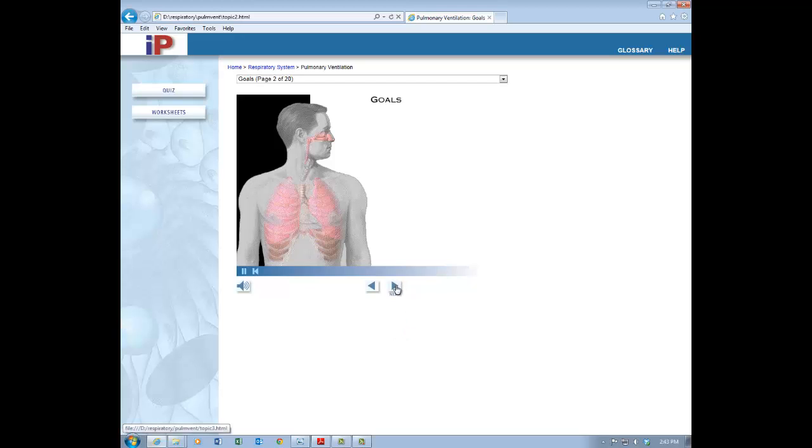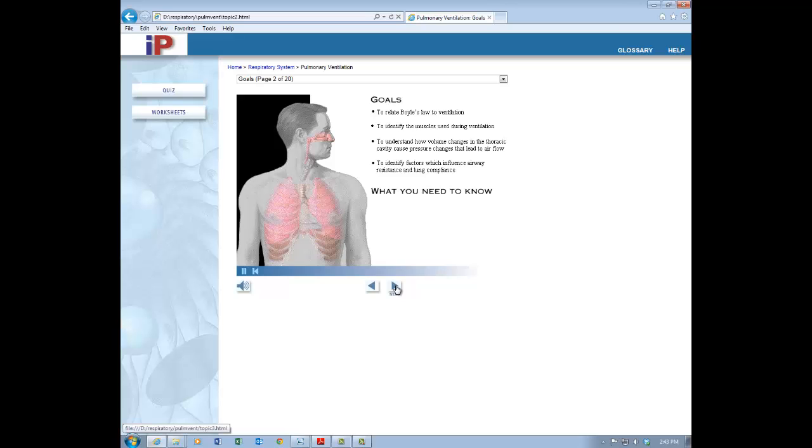Your goals for learning are to relate Boyle's law to ventilation, to identify the muscles used during ventilation, to understand how volume changes in the thoracic cavity cause pressure changes that lead to airflow, and to identify factors which influence airway resistance and lung compliance.